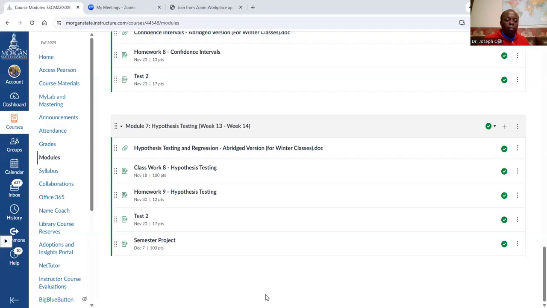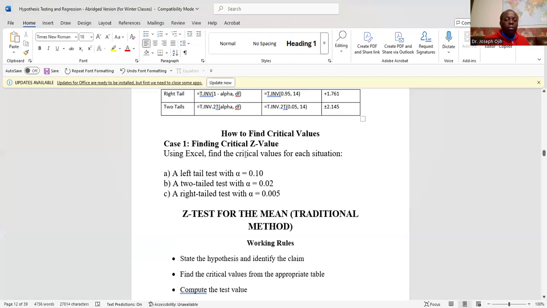It says here, find the critical value using Excel for each of the following. A, a left tail test with alpha 0.10. B, a two tail test with alpha 0.02. C, a right tail test with alpha 0.005. Let me write them down so I can go to Excel.